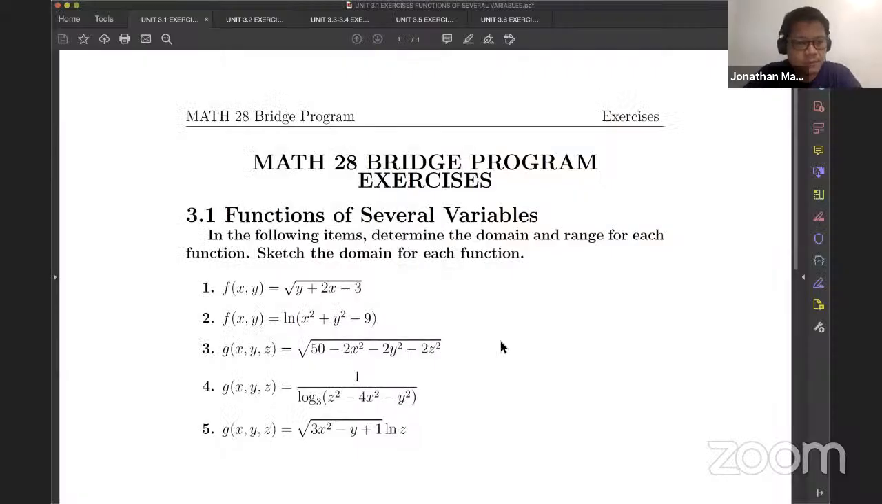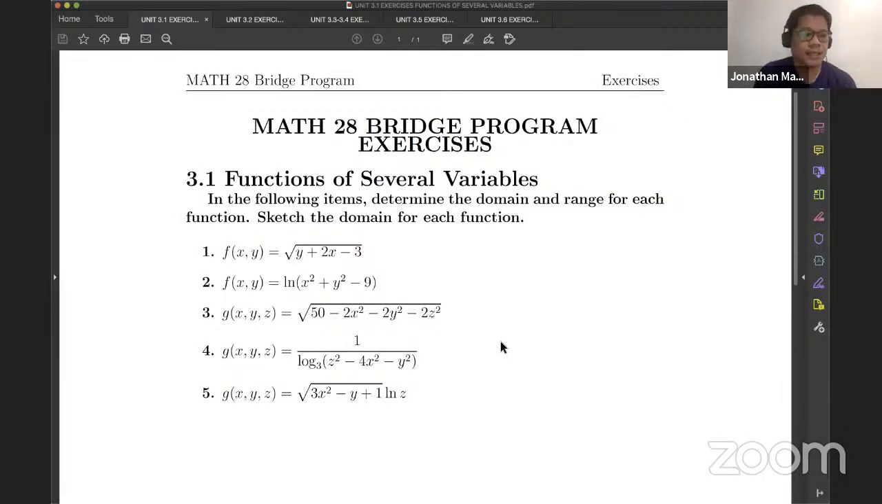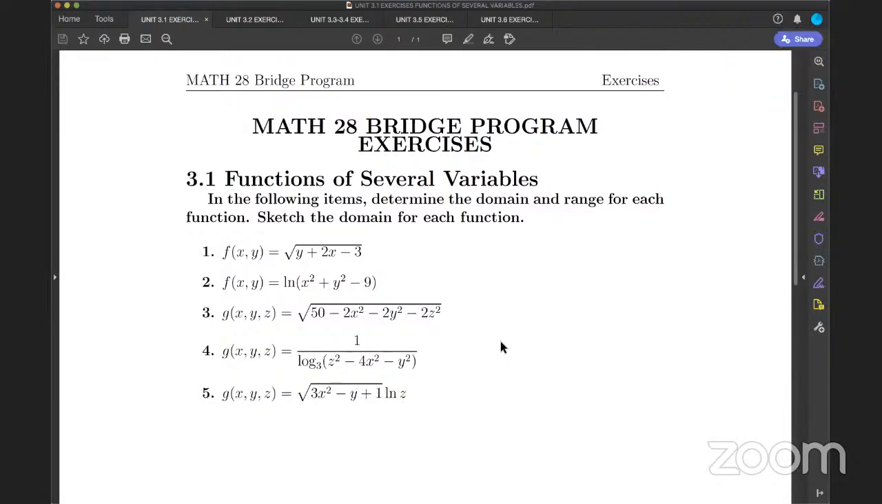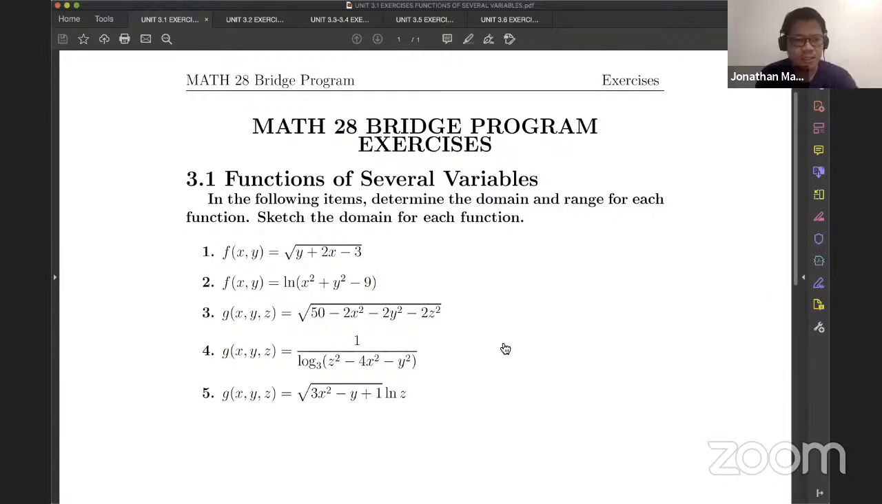Okay. So let's start with section 3.1, functions of several variables. Okay, so ito yung mga exercises in section 3.1. So there are actually 5 problems, and in these 5 problems, you are asked to determine the domain and range of the function and sketch the domain of the function.